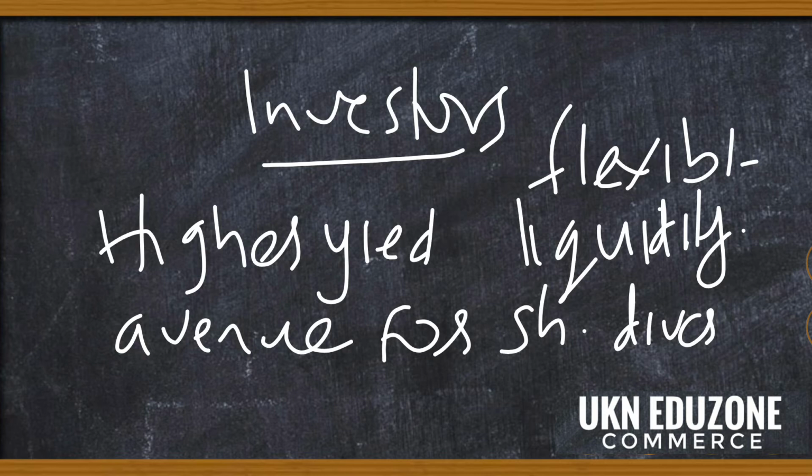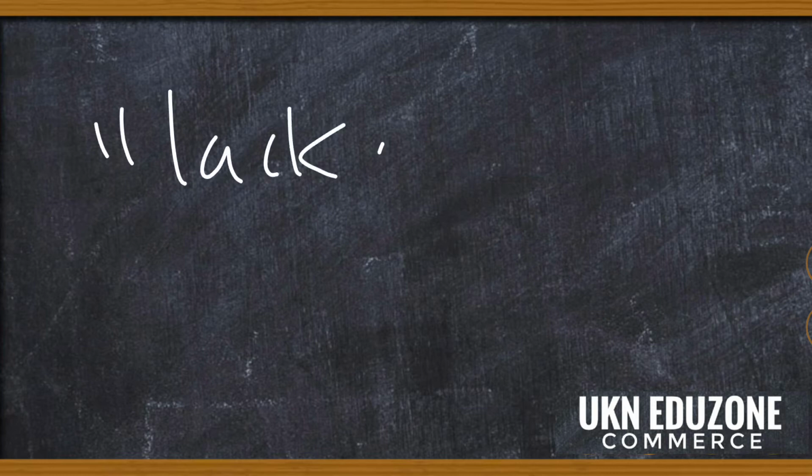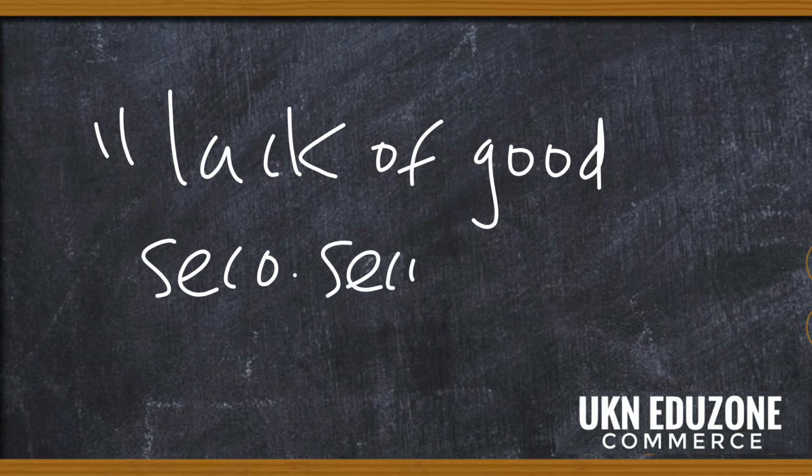The major demerit of this commercial paper for investors is the lack of a good secondary market. It is difficult for investors to sell the commercial paper before its scheduled maturity date. So the lack of a good secondary market is one limitation or demerit to the investors.